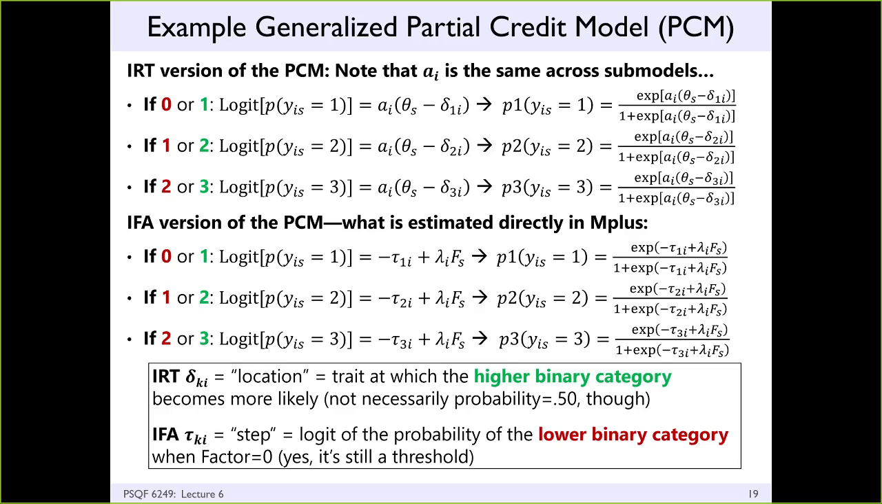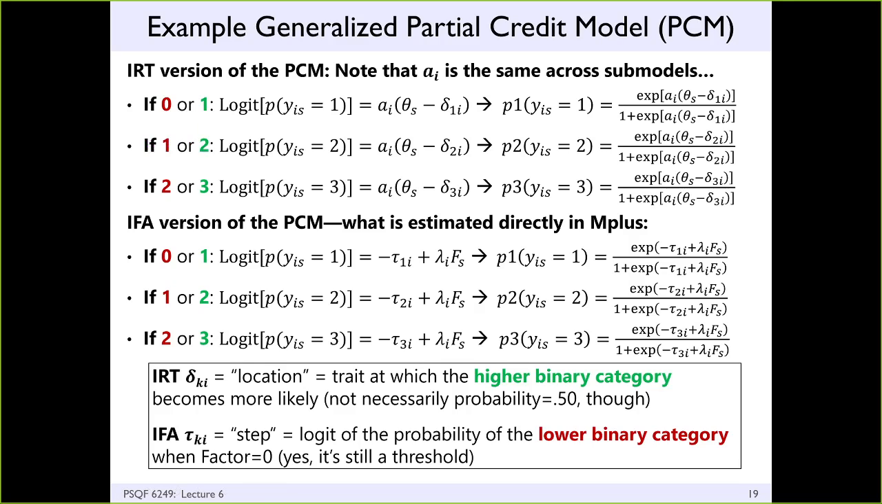But the key thing is that each of these submodels is expressing a conditional probability. So the traditional way of writing the partial credit model, to me, is horribly non-intuitive and difficult to understand. So I've come up with a version that is much more direct. So within each of the submodels, like if you answered, say, 0 or 1, you're conditioning the data just down to those two categories.